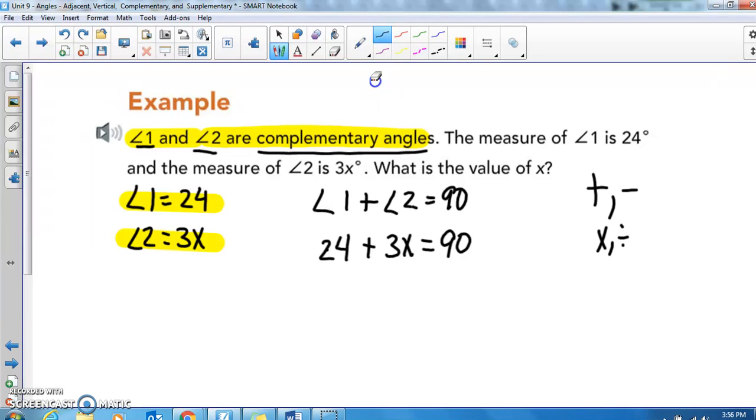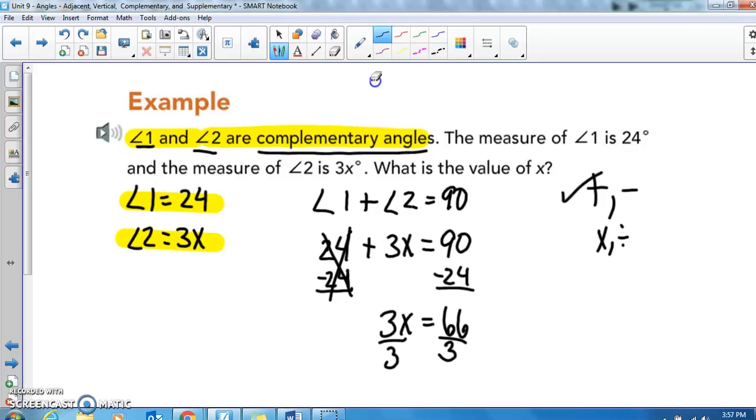So I'm going to subtract 24. Whatever I subtract there, I have to subtract from the other side. 24 cancels out, bring down my 3x. 90 minus 24 gives you 66. So I've taken care of the adding and subtracting. I'm going to move now to multiplying and dividing. 3x is multiplication, the inverse is division. So that means I divide each side by 3. And that gives us x equaling 22.